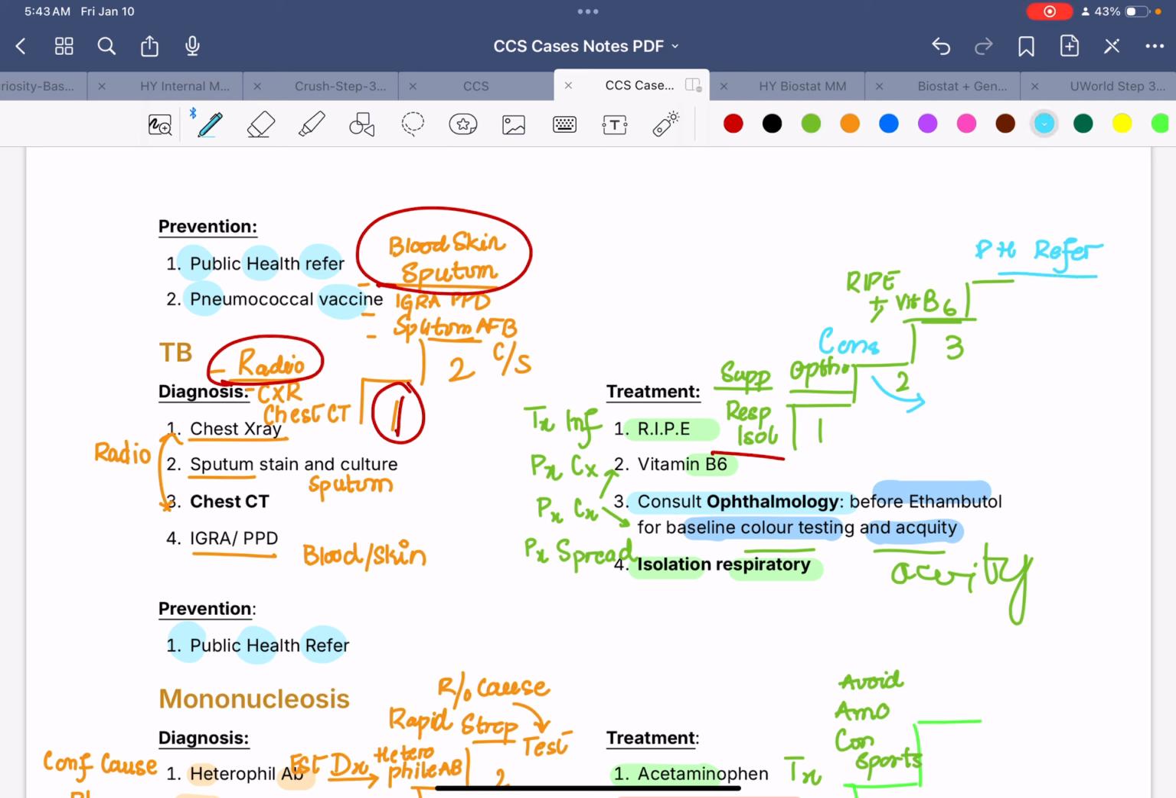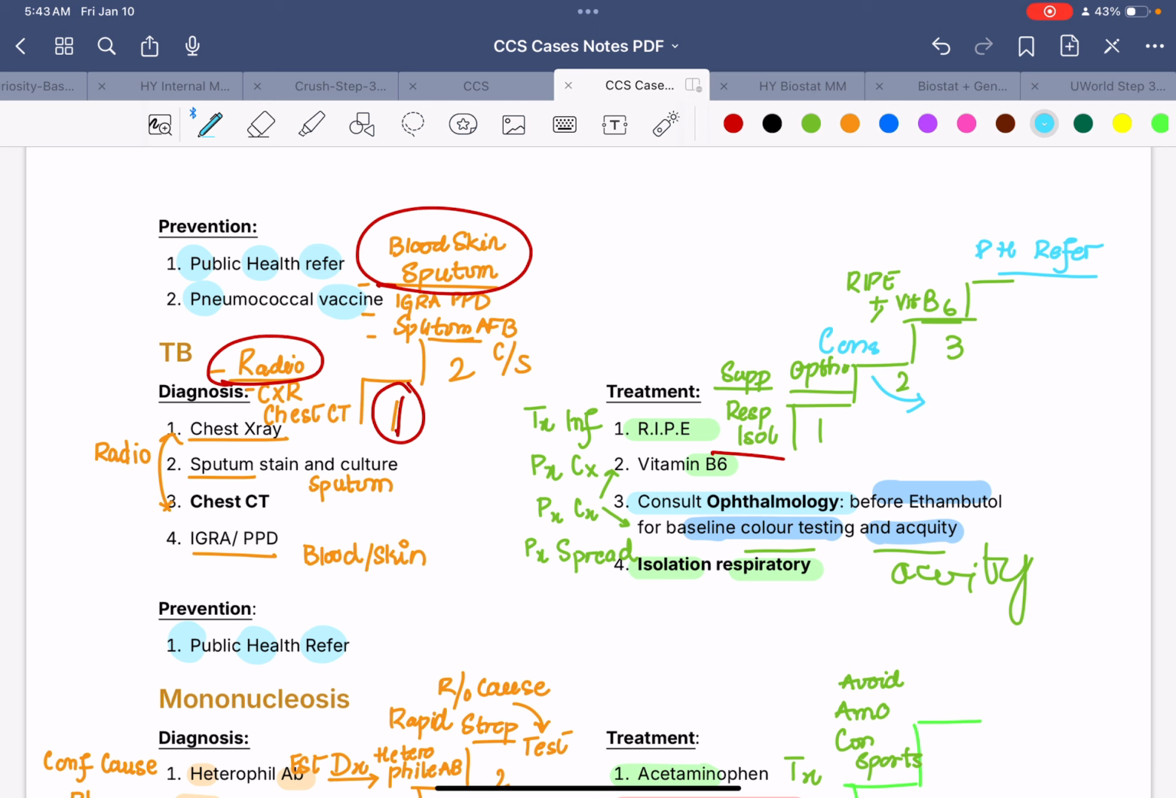So the goals for diagnosis for tuberculosis, just a quick review, are radiological diagnosis with chest x-ray or chest CT, along with the blood, sputum, or skin diagnosis with interferon gamma release assay, tuberculin PPD test, along with sputum for acid-fast bacillus and culture sensitivity.